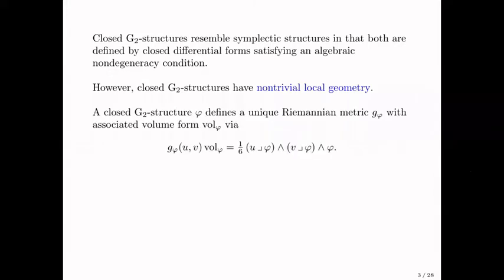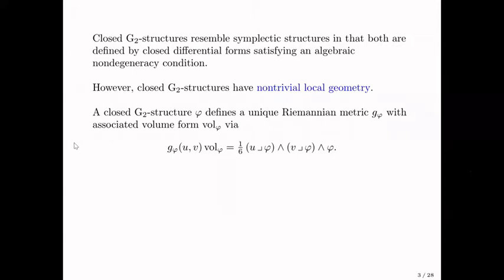In particular, a closed G2 structure defines a Riemannian metric with an associated volume form via this formula. So U and V here are tangent vectors on M. I take U, insert my 3 form, wedge with V, insert my 3 form, and then wedge with the 3 form again. That's going to give me a 7 form. And it turns out there's a unique way to write this as G phi of U and V times vol phi. It might look like I'm defining 2 pieces of information with just 1 equation, which might seem a bit dodgy to you guys, but the key point is that the volume form is supposed to be associated to G phi, so that's an extra hidden condition that fixes the scaling.